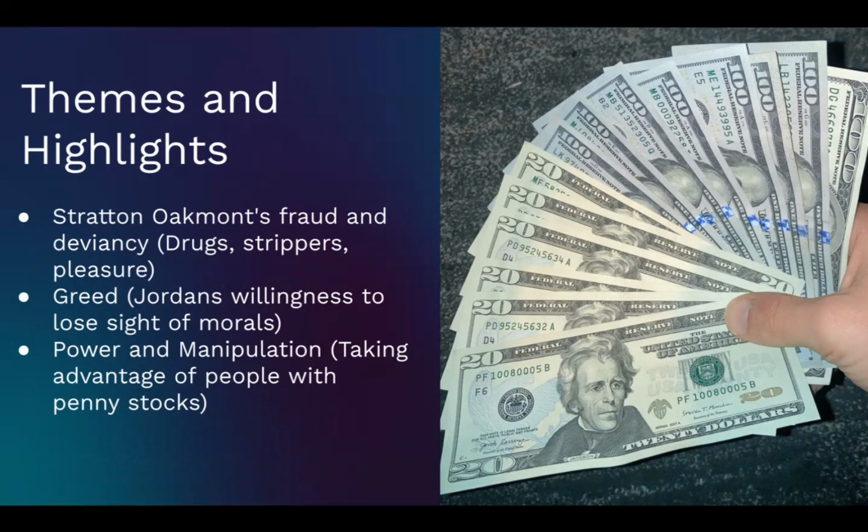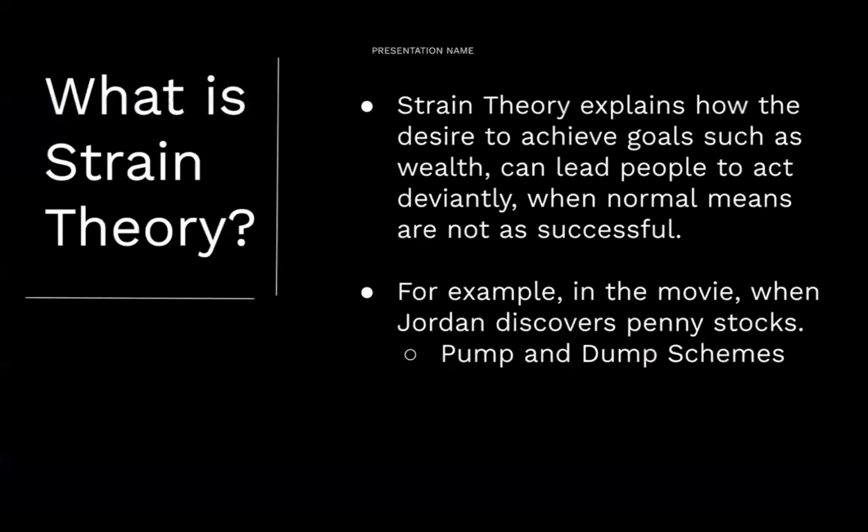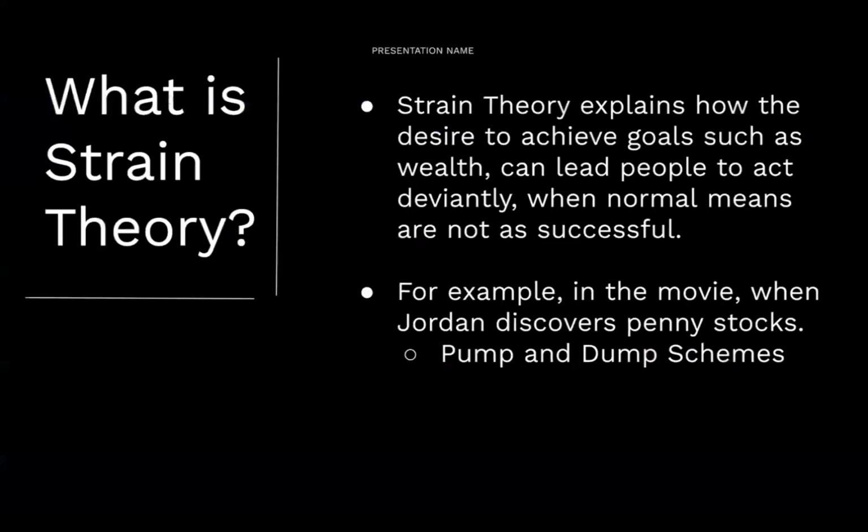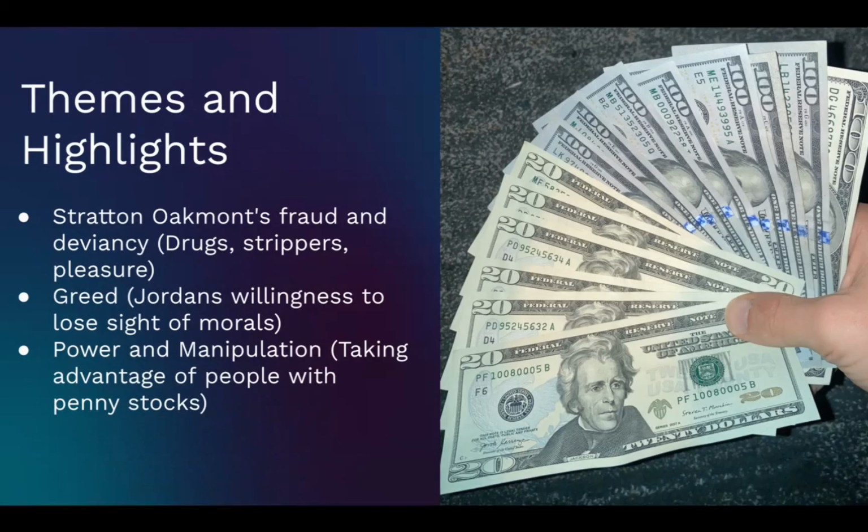Manipulation and power play a key role in Belfort's success. He manipulates others into participating in his schemes, preying on their desires for wealth and status, while convincing them that they are a part of an exclusive and successful world. His charm and charisma are tools for controlling both his clients and his employees, pushing them into further unethical, illegal actions.